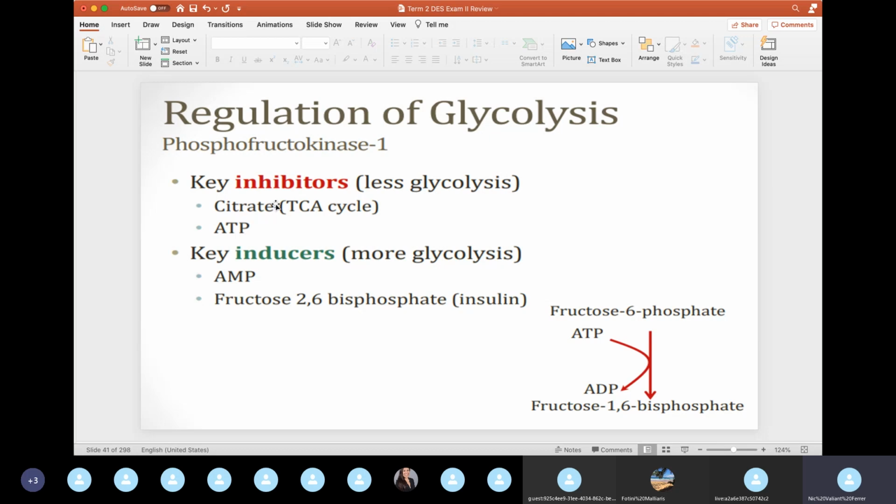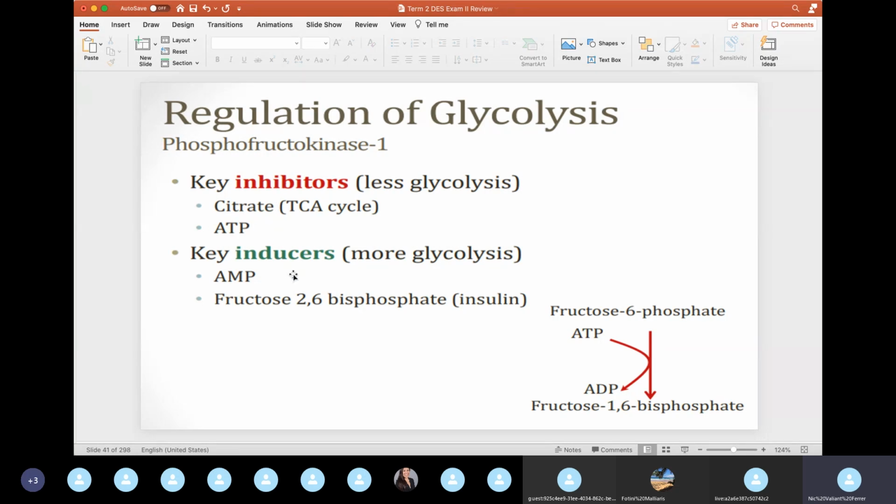When you think about inhibitors, think about high energy molecules. If you have an increase in citrate and ATP, you don't need glycolysis because you have high energy. Citrate comes from your TCA cycle. You're creating more ATP, right? So you don't need energy. You don't need glycolysis. So these are your inhibitors.